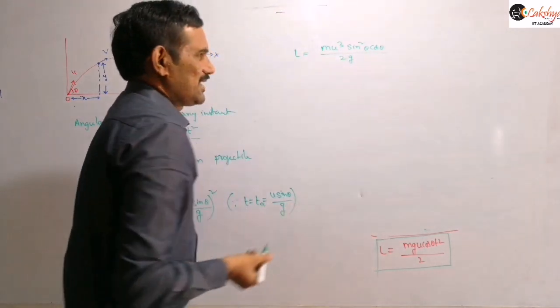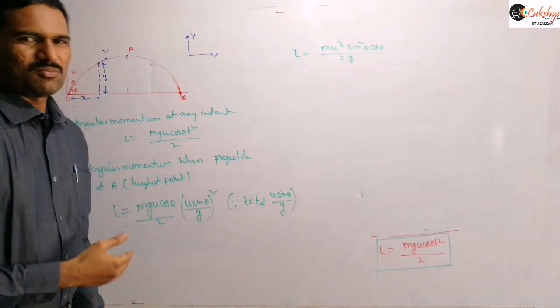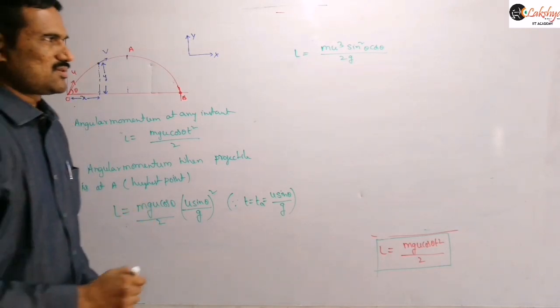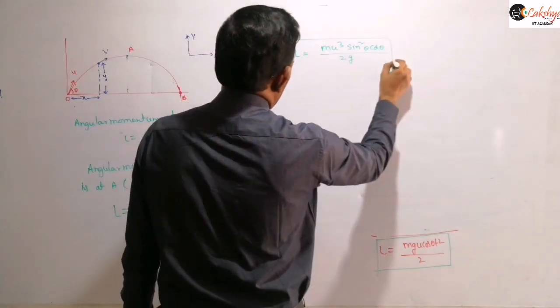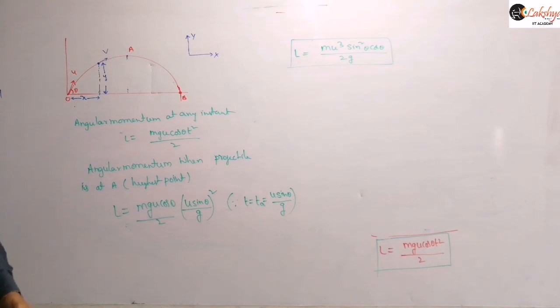And if you want to do any conversions, like one of the sin theta, you may convert it into the sin 2 theta formula. That depends on the options. According to how the options are given, you need to convert this, right? So that is the general equation to find the angular momentum when it is at the highest point.